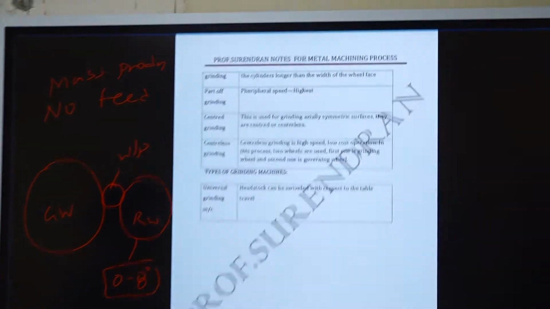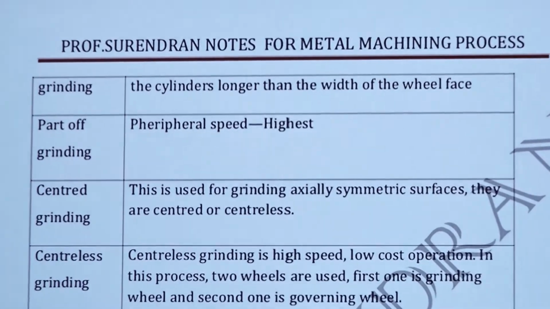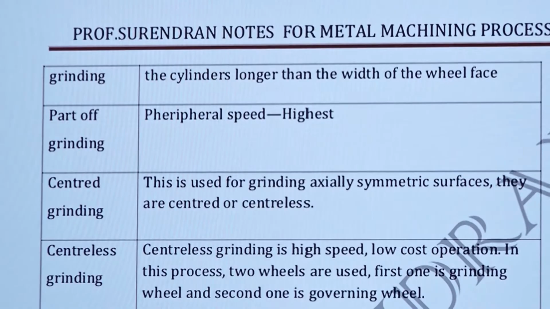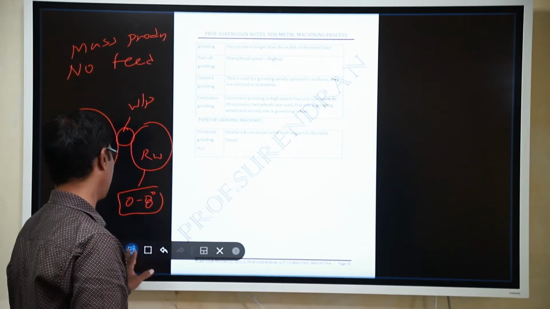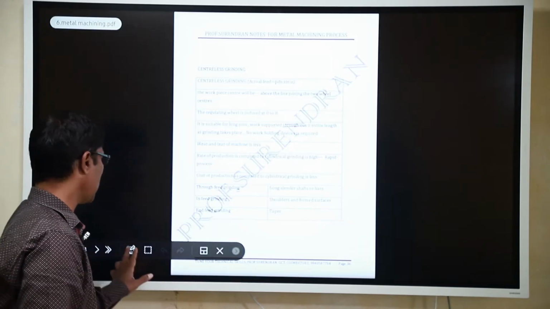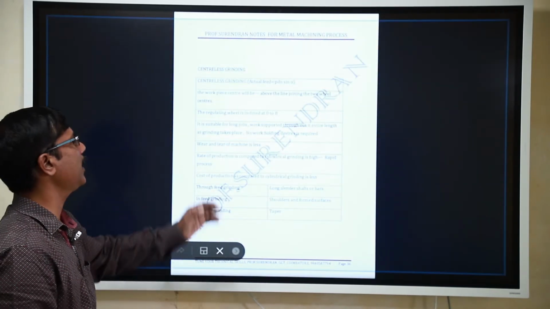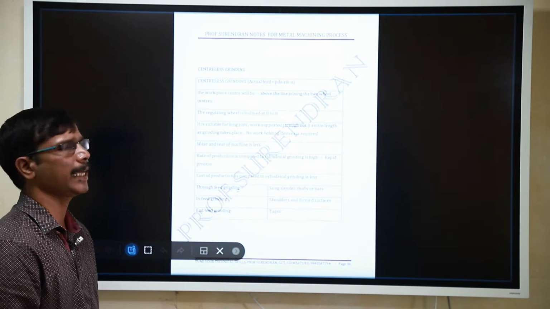In a universal grinding machine, the headstock can be swiveled with respect to the table travel. We have actual feed equal to PDN sin alpha.